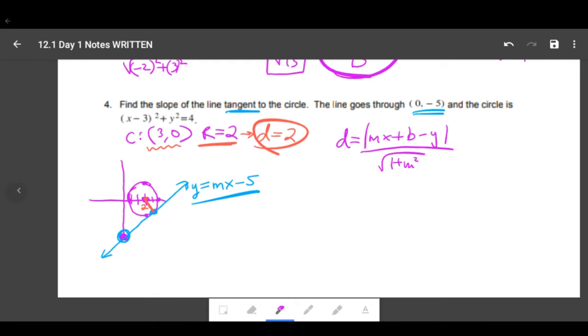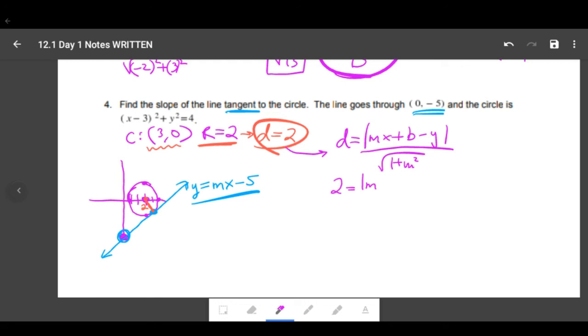Try that again. That's better. And so what I'm going to do is just plug in information. Now, the difference with this and the previous slide is we know what the distance is, so I can put that number in right away. What I do not know is what the slope is, so I'm going to leave that as m.